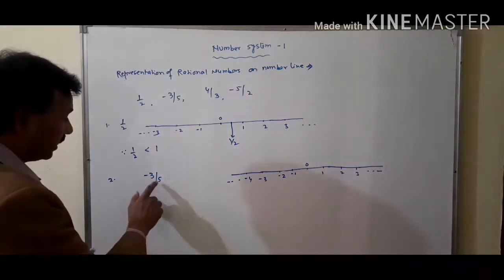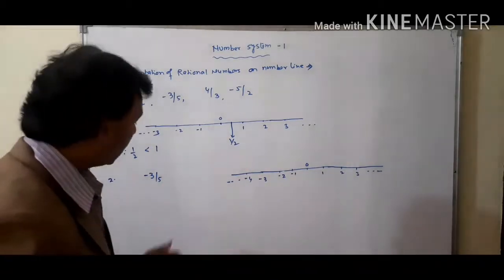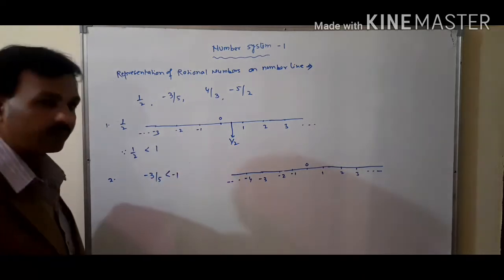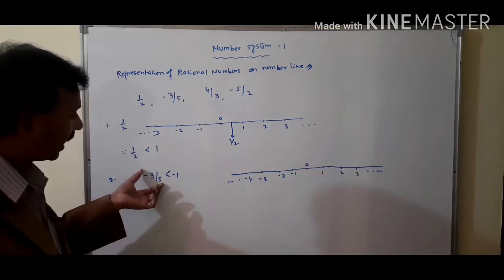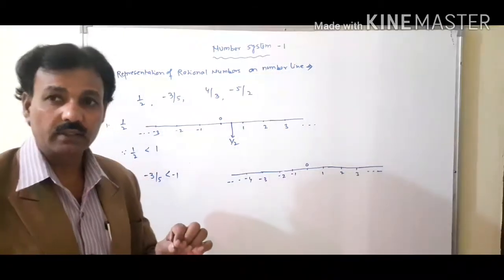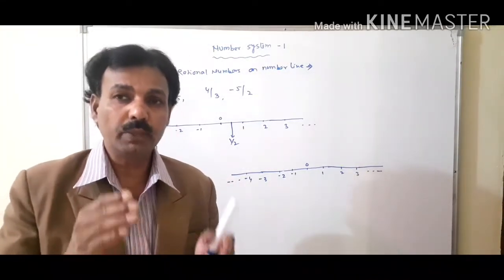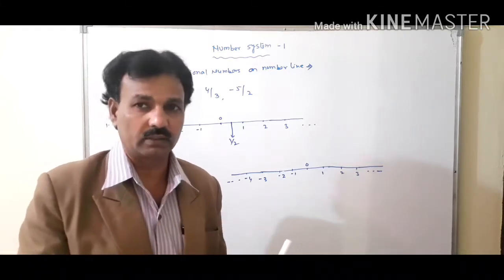And since the denominator of this number is greater than 3, this is greater than minus 1. That means minus 3 upon 5 is greater than minus 1. If the denominator is greater than the numerator, then that number will always lie between 0 and 1, or between 0 and minus 1.